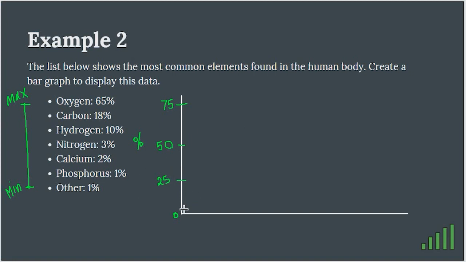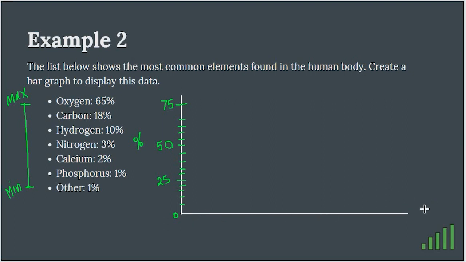And we can split it up a little bit more. Let's count by 5. So 5, 10, 15, 20, 25, 30, 35, 40, 45, 50, 55, 60, 65, 70. That was kind of off, but that's okay. And let's go through and we will plot all these different elements.